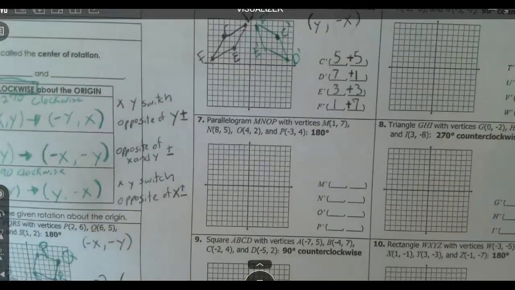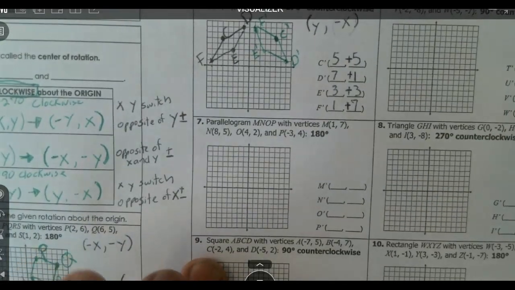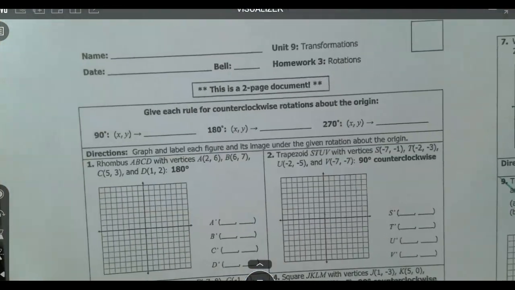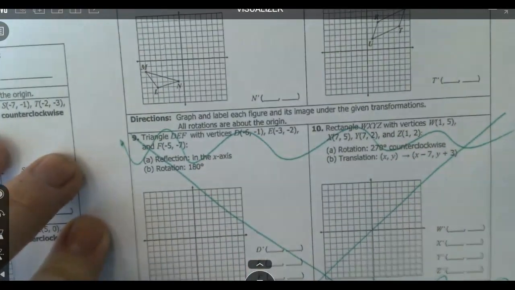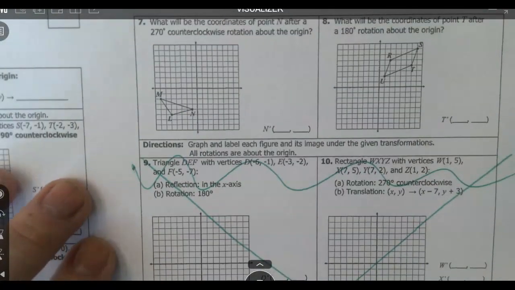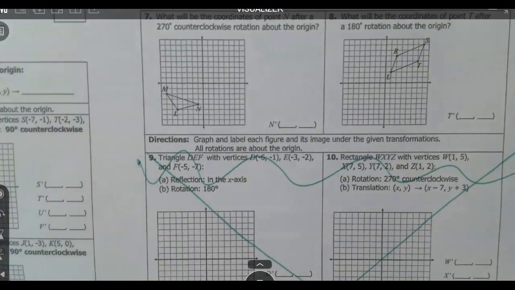All right, your job is to go ahead and finish the problems on this page that we weren't able to do together, as well as, let's say, 1 through 8, and go ahead and cross off 9, 10, 11, and 12. Okay, go ahead and just cross those off. We won't do those. All right, good luck. Remember to get your answers checked when you're done.